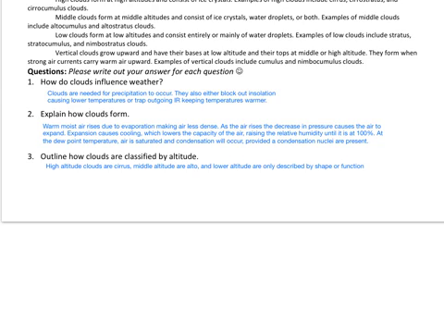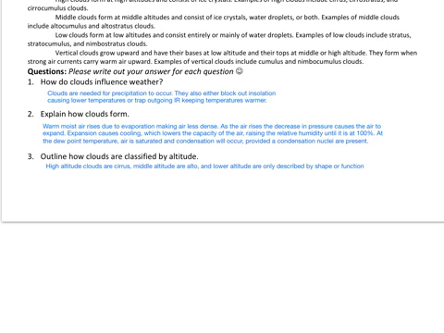Explain how clouds form. Everybody, let's begin with evaporation, which means that warm, moist air is rising. Moist air becomes less dense, so therefore the air is going to rise. Rising air in the atmosphere means that there's now less pressure. Lowering the pressure means there's expansion. And everybody, expansion equals cooling.